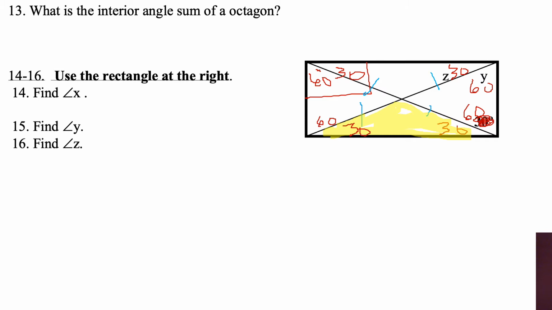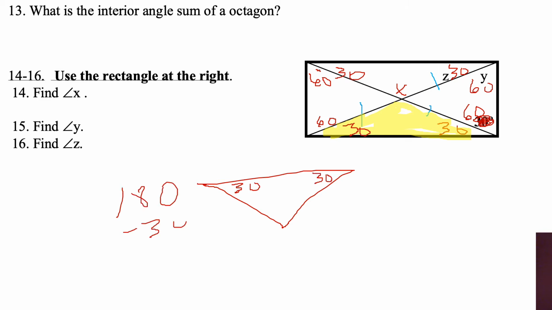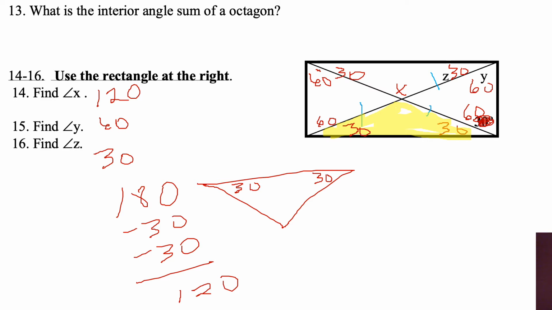All right, and then finally Z is in the middle. Mine doesn't have a Z on it, but we know it's right there in the middle. Not Z, I'm sorry, X. X is right here. We already got the Z. And so to find X, just take that top triangle. You've got 30 and 30. What's a triangle supposed to add up to be? 180 minus 30 minus 30 leaves you 120 for angle X. So 120, angle Y is 60, and angle Z is 30.